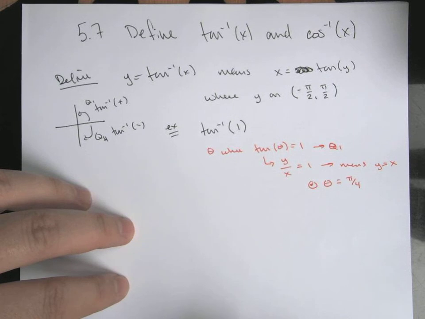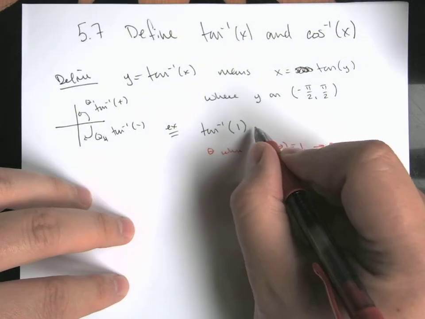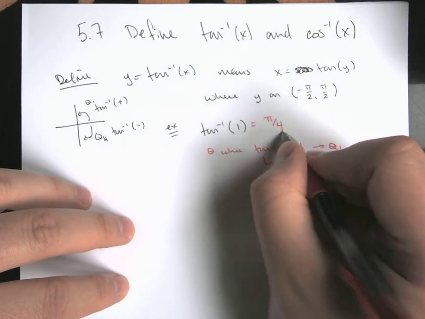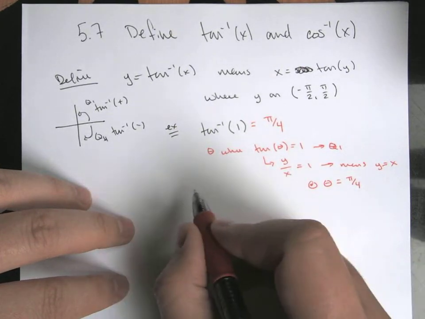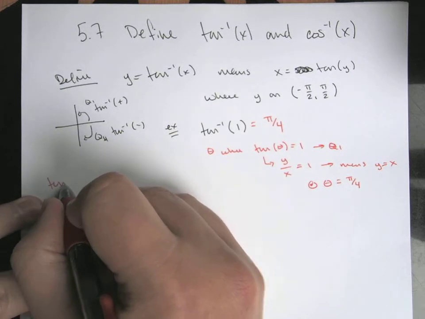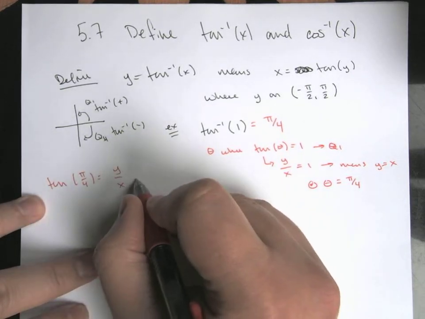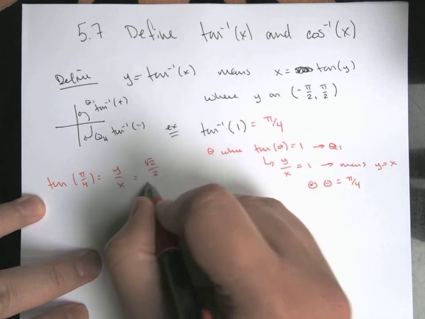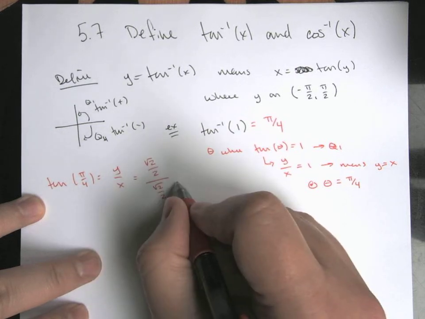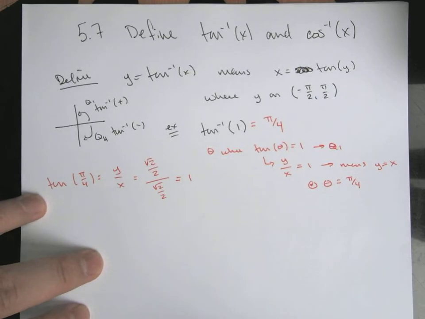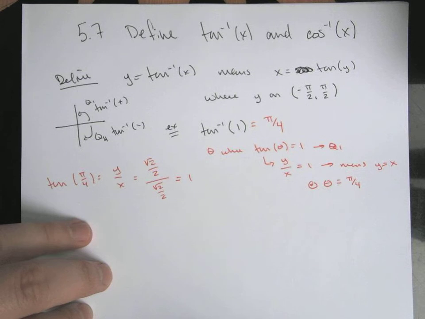Again, we only care about quadrant 1. This also happens for tangent in the third quadrant, but because we're restricting our definition here, we're only looking for that one position. So this is going to be pi over 4. As a reference, if I did tangent of pi over 4, the y over the x would both be root 2 over 2. And the idea is, well, those are the same, so they would reduce down to 1.